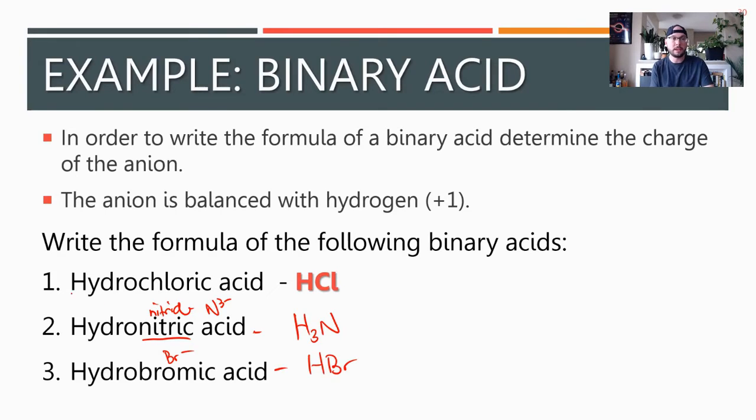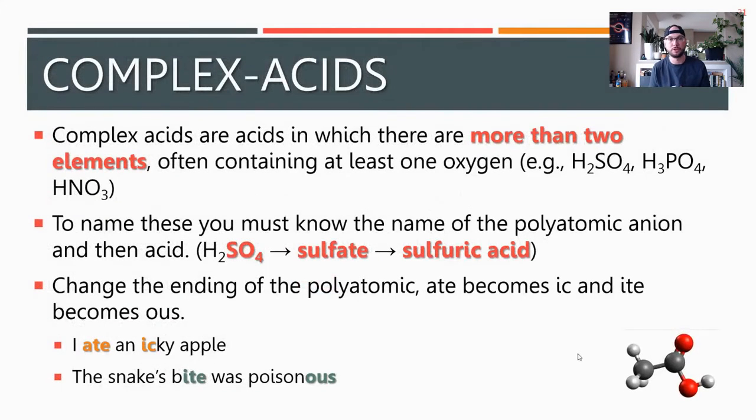Now, you might be thinking, hey, wait a second, H3N, I've never seen that. No, really, it's NH3, and that's actually a base. But based on the rules that we're using, we'd call that hydronitric acid, H3N, okay? There's not going to be an example like that. So if that's a little confusing, don't worry about it too much.